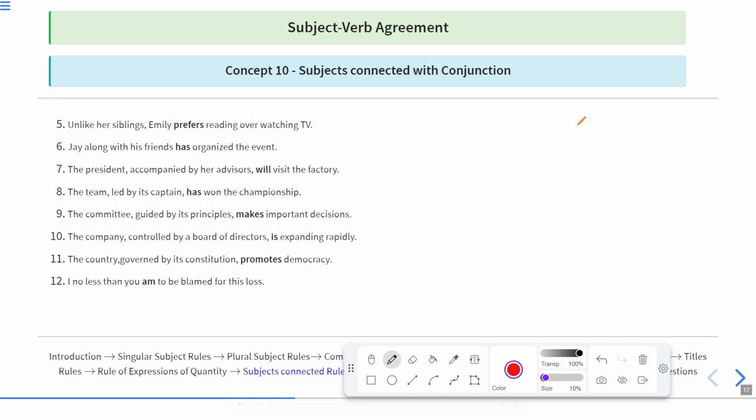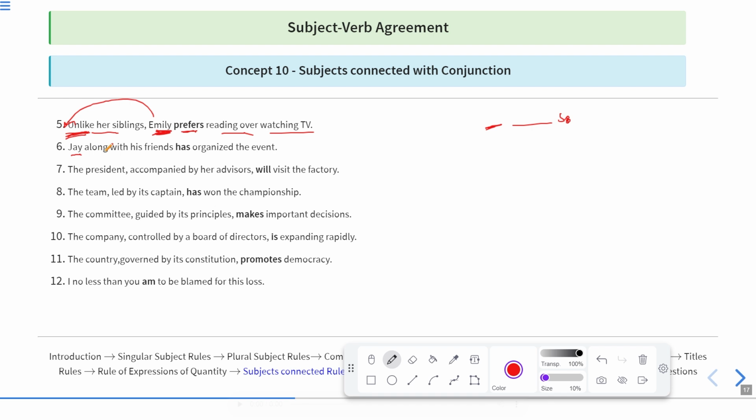These are some more sentences of the same rule which we have discussed. Unlike her siblings, Emily prefers reading over watching TV. So what does Emily prefer? Now we have used the word unlike, but here we'll use the verb according to Emily. This is not the second subject. Actually, this is the first subject, but the position has been written over here. You can say that where we have these conjunction phrases, after this we have some subject, and the subject which is before it, the verb should follow that.